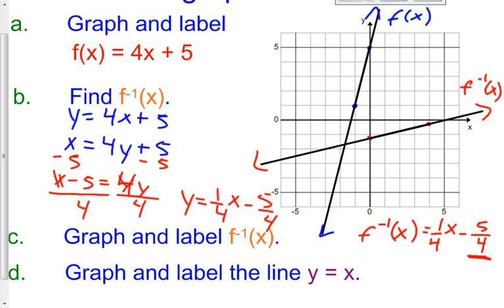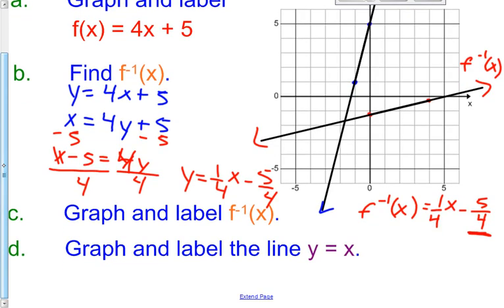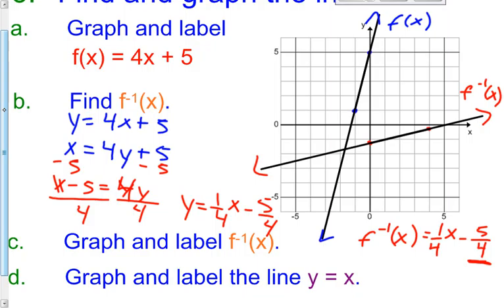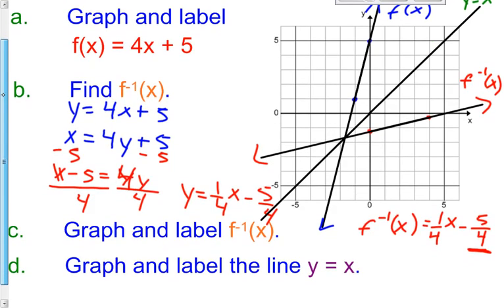And then step letter D says graph and label the line y equals x. We've done this 3 or 4 times today, so we can do it again. And there we have it. Label it. This is the line y equals x. And in your notes, once again, it says, what do you notice? And the answer is hopefully the exact same.